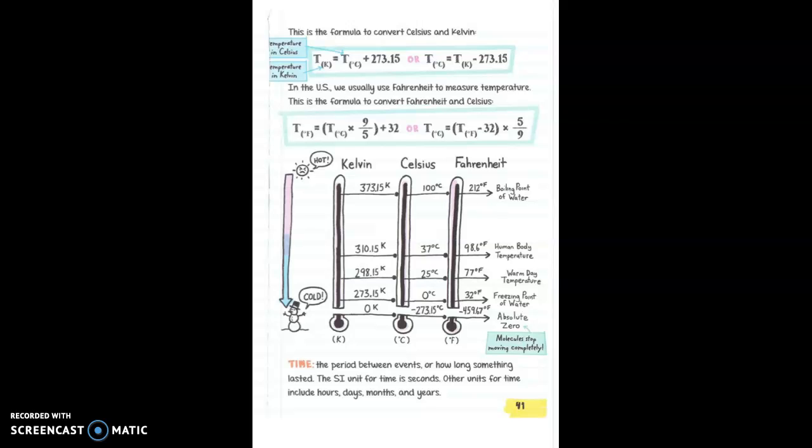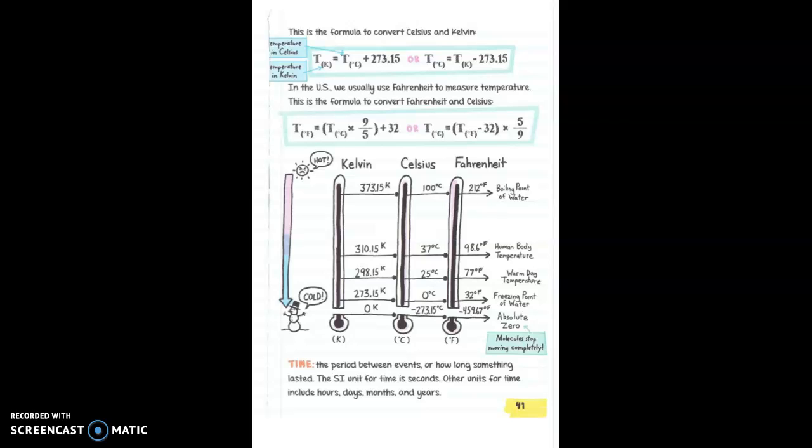So don't get too caught up on this conversion. We're not going to be doing anything with converting temperatures, but it's just kind of neat to look at. So this is the formula to convert Celsius and Kelvin. So you have the different temperatures, and then depending on which way you go, it's either you add 273.15 or you subtract 273.15.